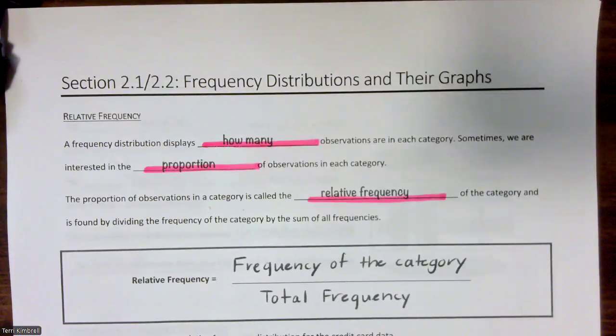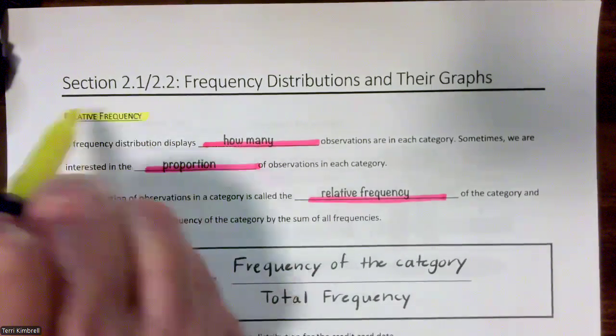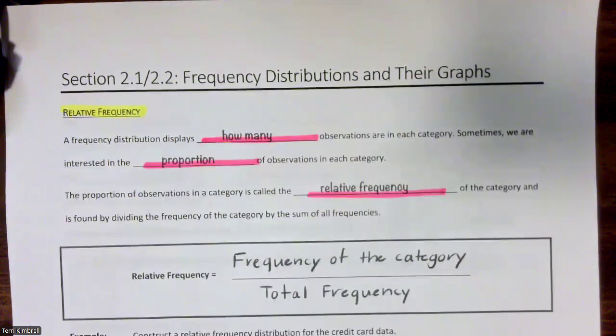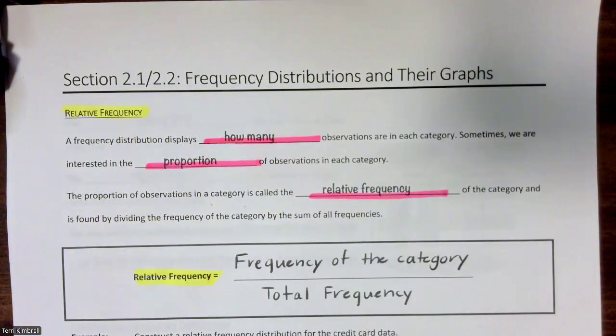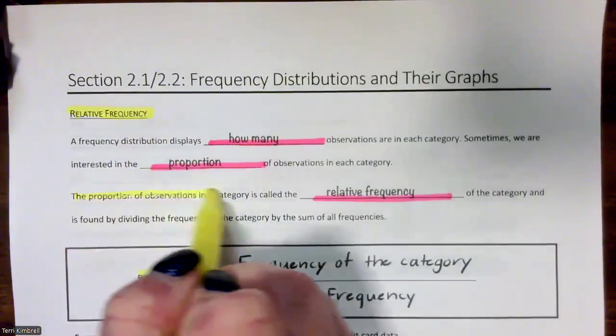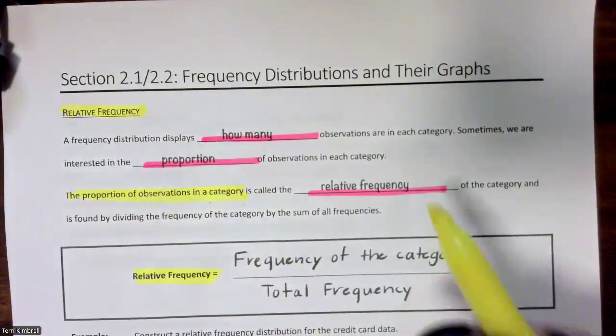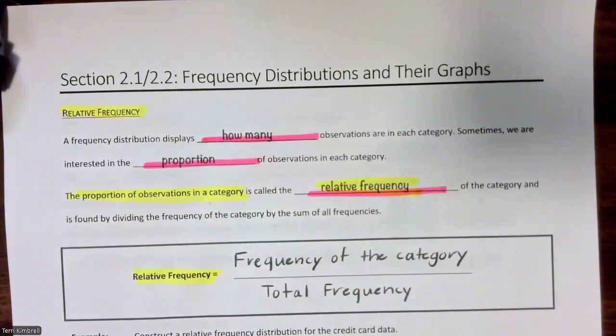So now we're getting to a word called relative frequency. This word's very important because you're going to see that a lot as you do your work, and there is a formula that you will be using for that. A frequency distribution is going to display how many observations are in each category. But sometimes we're interested in the proportion of observations in each category. The proportion of observations in a category is your relative frequency.